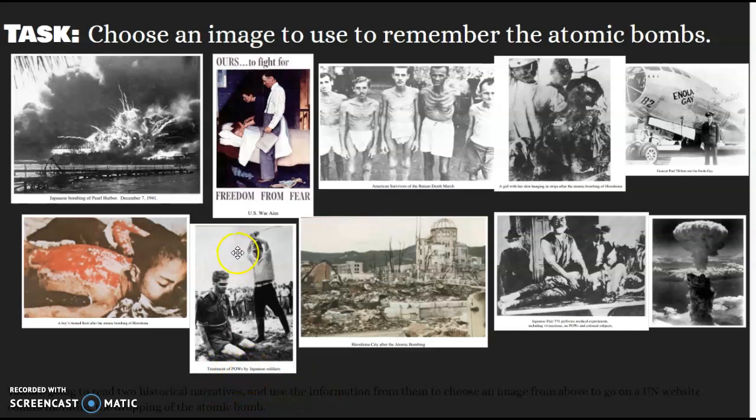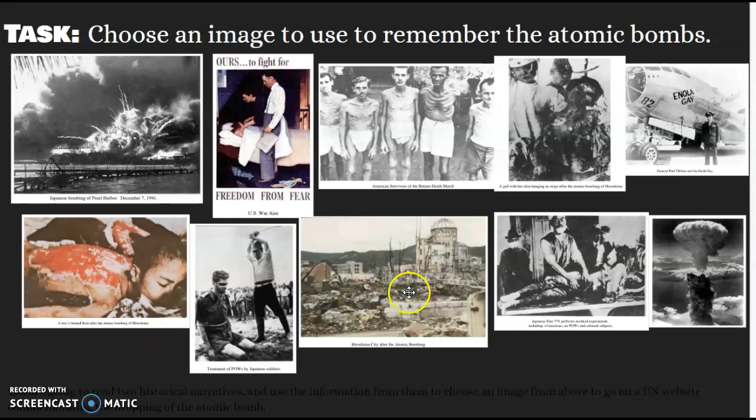Treatment of POWs by Japanese soldiers. You can see this American soldier is about to be beheaded. So kind of like the Bataan Death March, just showing the cruelty at the hands of the Japanese soldiers that Truman was trying to avoid by dropping the atomic bomb.